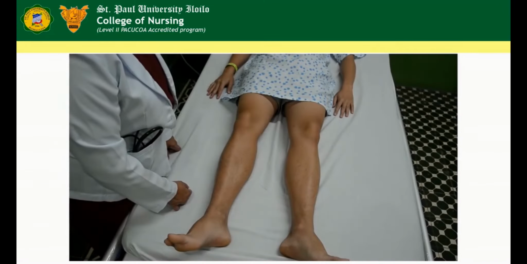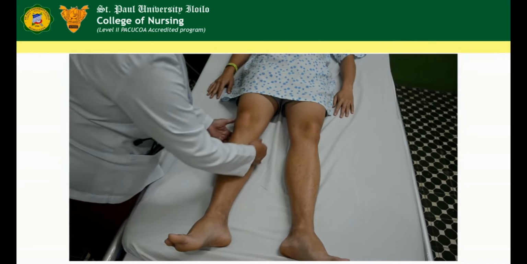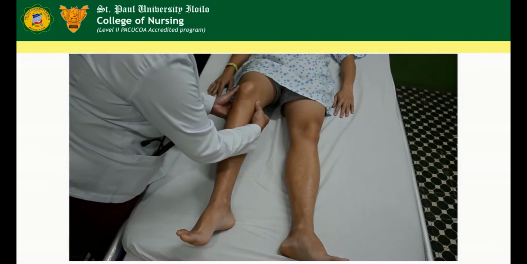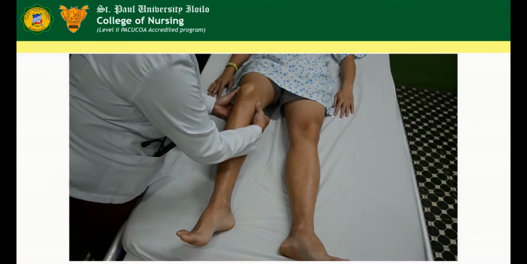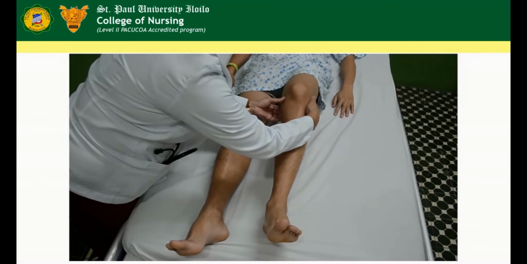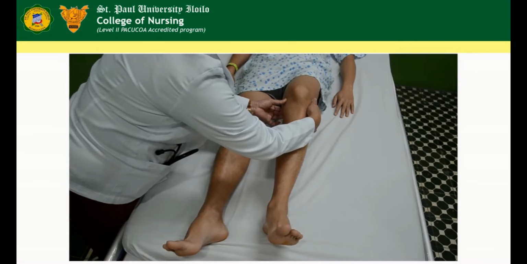Popliteal pulse is at the posterior surface of the knee. Lift up the lower leg. Try to slightly straighten the client's leg and palpate. Often, a normal popliteal pulse is impossible to palpate. Palpate one at a time.